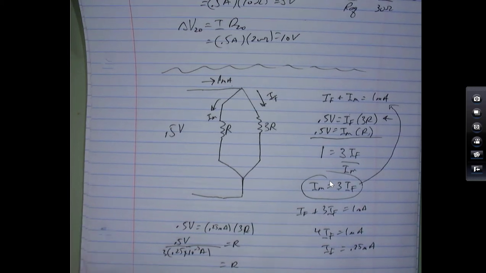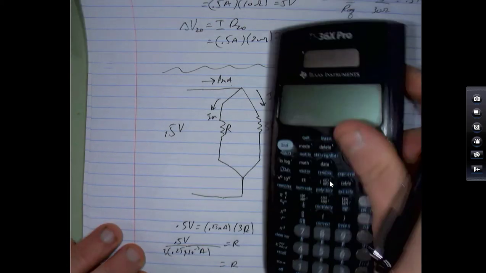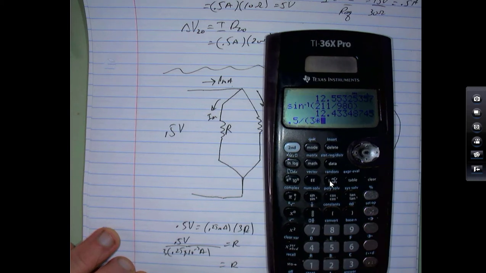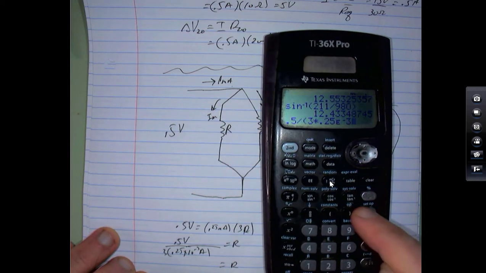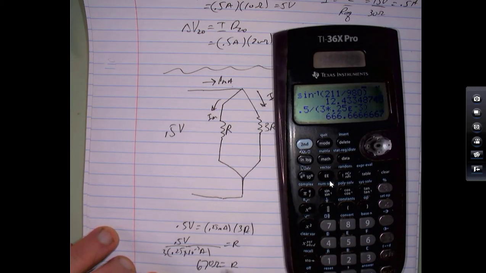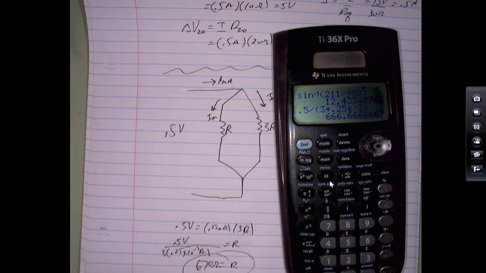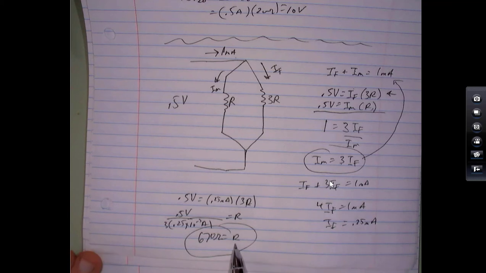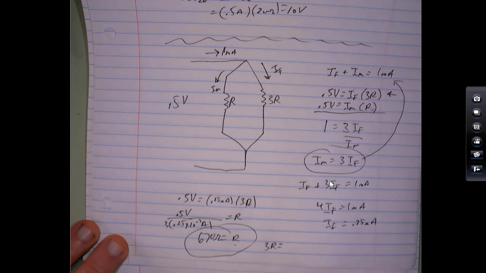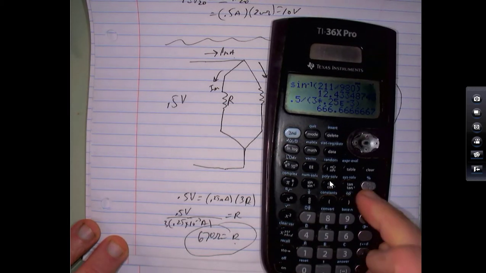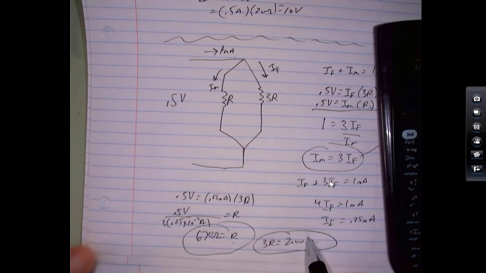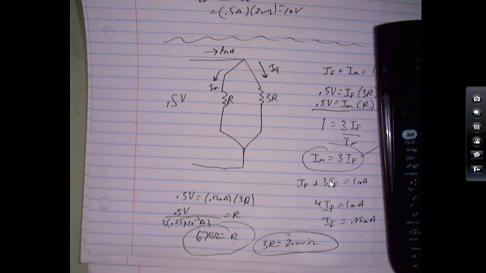Okay, let me use my calculator. 0.5 divided by this quantity, 3 times 0.25 times 10 to the minus 3. Okay, so like 670 or so ohms. Actually, that's the value of R, and the resistance of the fat part is 3 times as much. So really, we're looking for 3R. So 3 times R would be this times 3, 2,000. Okay, so 2,000 ohms is the resistance of the fat. The resistance of muscle is 670.